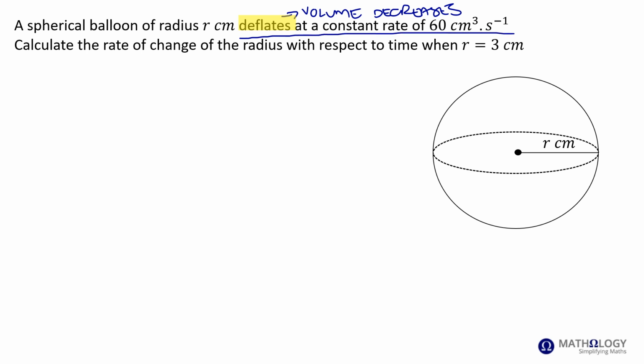Rate of change implies we are dealing with derivatives. In other words, since the volume of the balloon is decreasing over time, we know that dV/dt equals minus 60. Note that the minus sign indicates a negative change. We are required to determine the rate of change of the radius with respect to time. In other words, we need to calculate dr/dt.